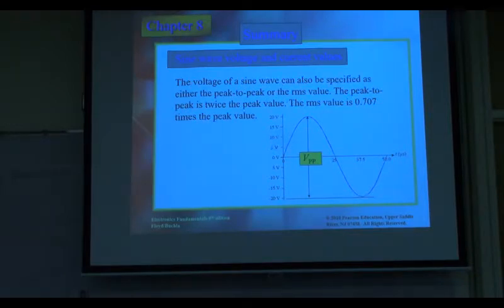And Vpp is peak to peak, the positive peak to the negative peak. So Vpp equals twice Vp. In this example, Vpp equals 40. And there is another important value called the RMS value, root mean square. The RMS value is 0.707 times the peak value.